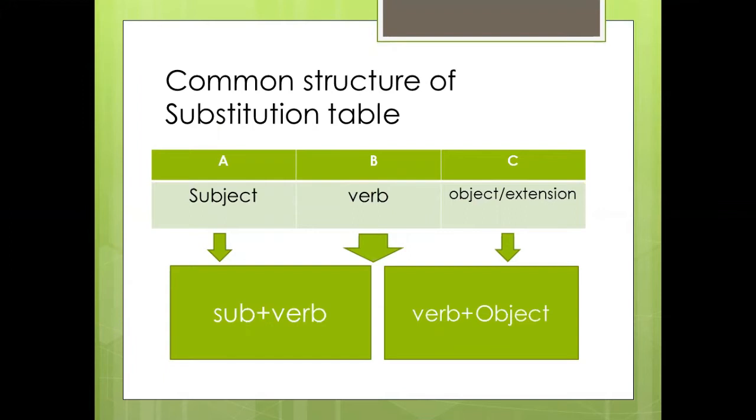So there will be 3 columns in your question paper. In column A, you can have some subjects. In column B, you will have some verbs. In column C, there can be object or extension. So at first you need to know how to connect column A with column B. That means how to connect subject with verb. Then you need to know how to connect column B with column C. That means how to connect verb with object or extension.